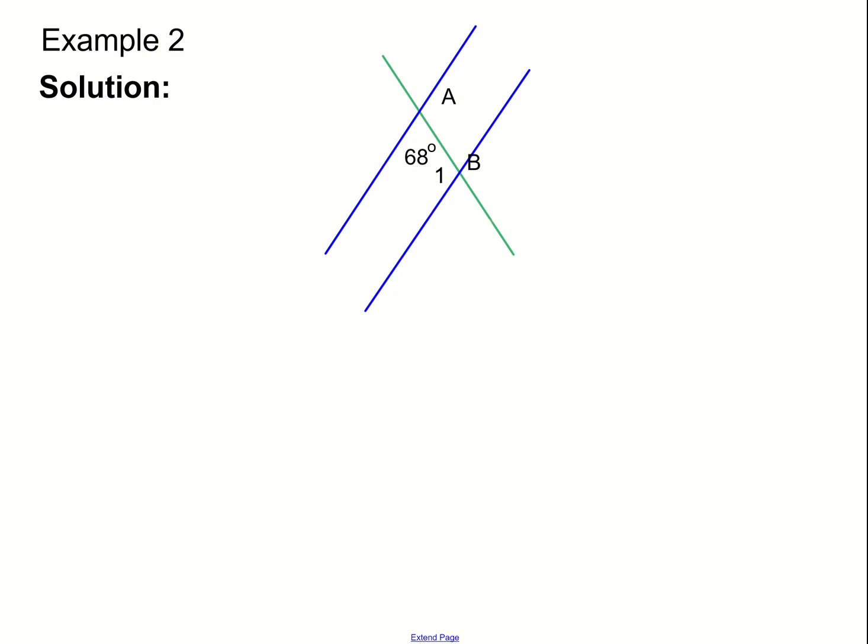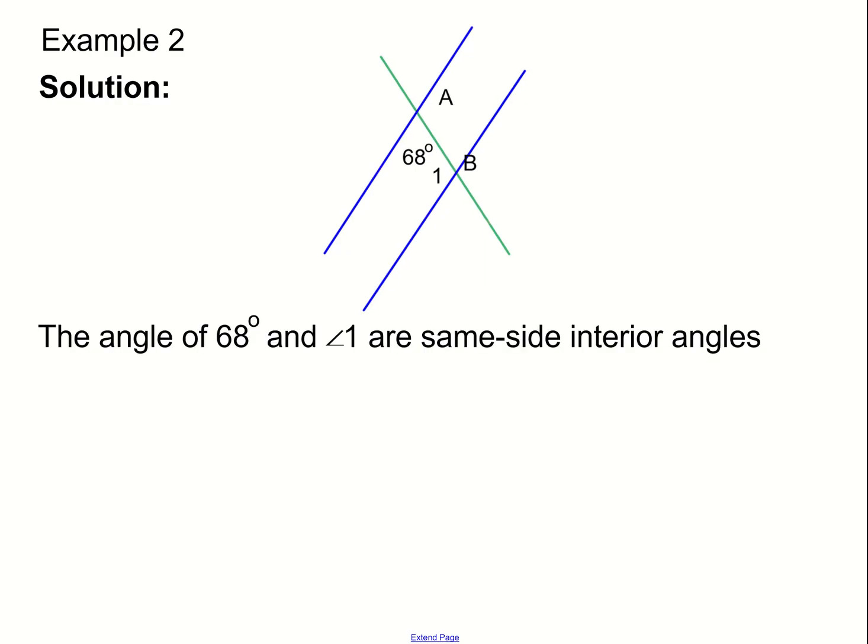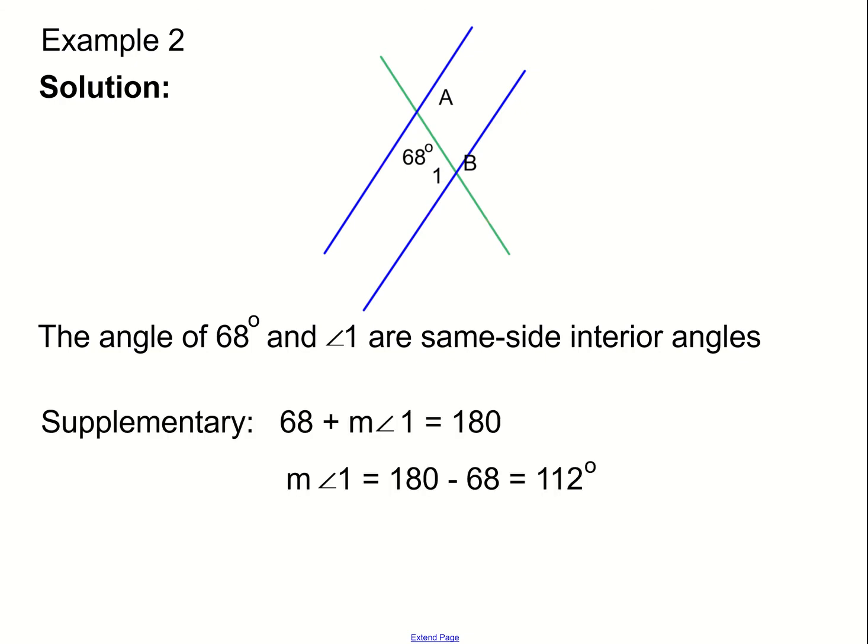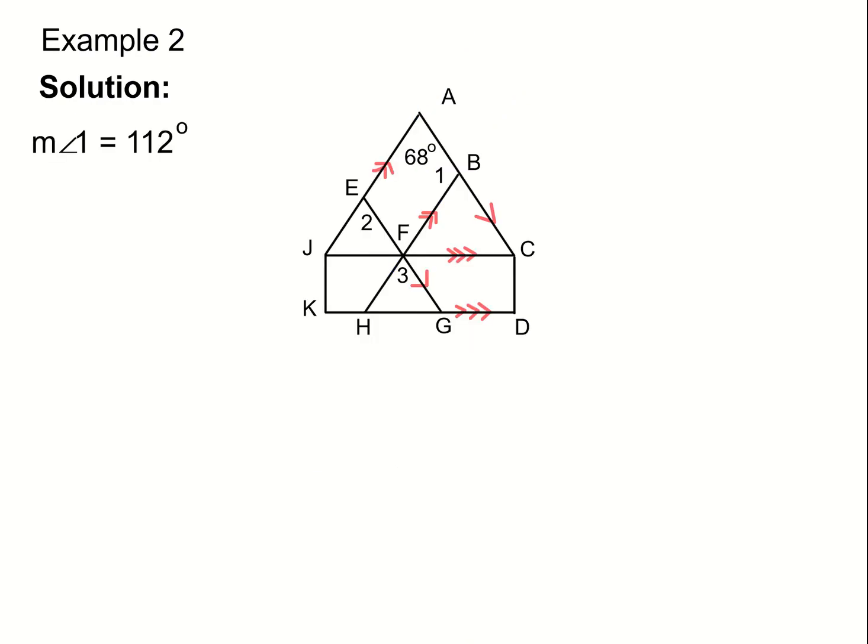And so that's what we have so far. If we focus on that, well, we can see that it's just two parallel lines cut by a transversal. And you can also see that 68 and 1 are same side interior angles. And because they're same side interior angles, they have to add up to 180 by the same side interior angles postulate. And so we said, okay, well, they have to be supplementary, so they add up to 180. And so if I subtract 68 from 180, I get 112. So I know that this has to be a 112 degree angle. All right, so we know angle 1 is 112.